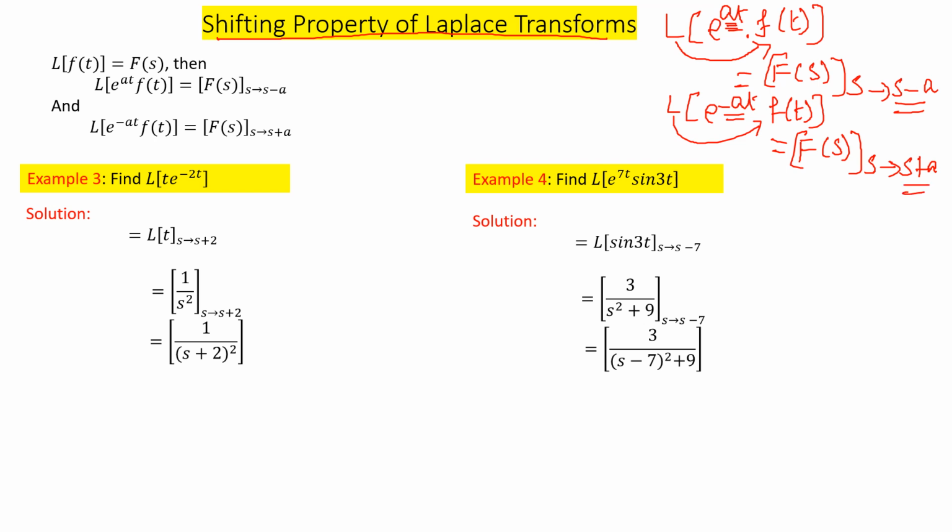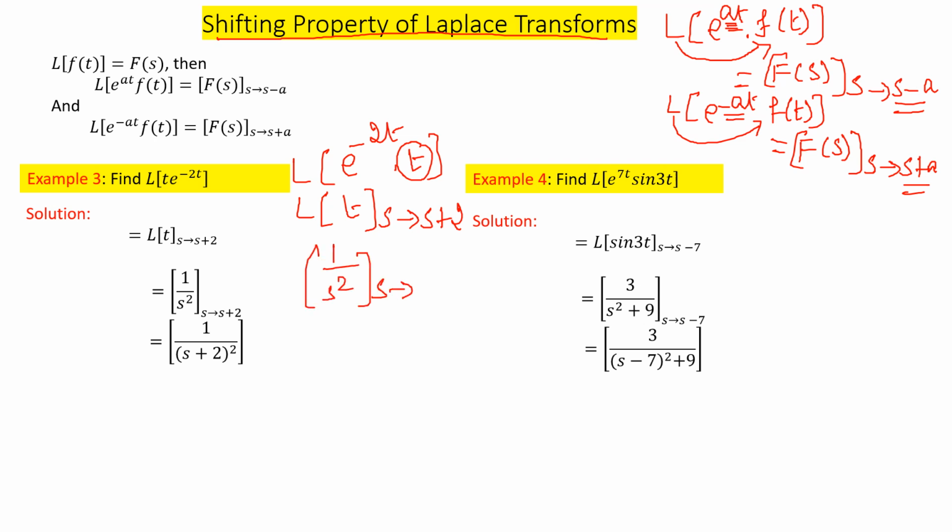In this problem, you can apply the previous method or you can apply this shifting method. If you apply the shifting method, this is going to be e power minus 2t times t. So here we will take Laplace transform of t. Then in the resulting answer, I have to replace s by s plus 2. We know that L of t equals 1 by s power 2. Then I have to change s to s plus 2. So we will get 1 by s plus 2 the whole square.